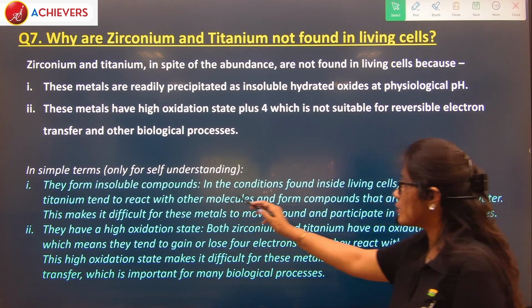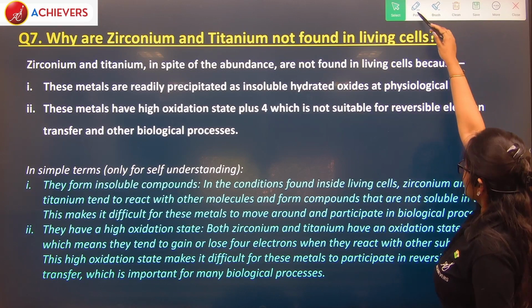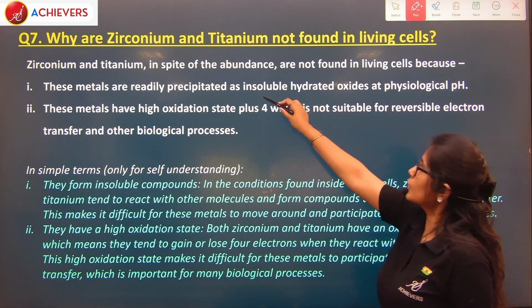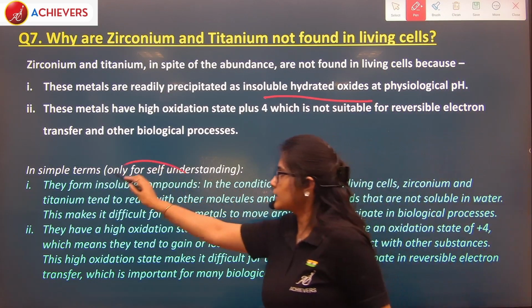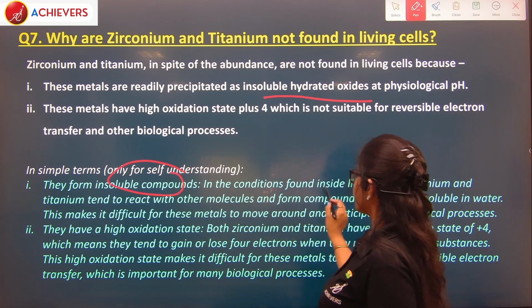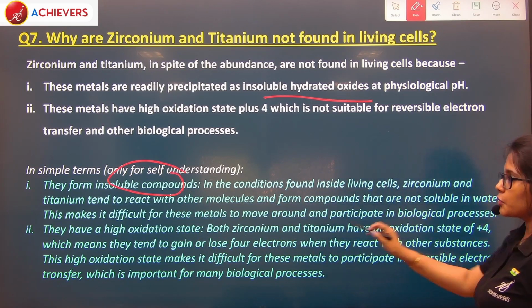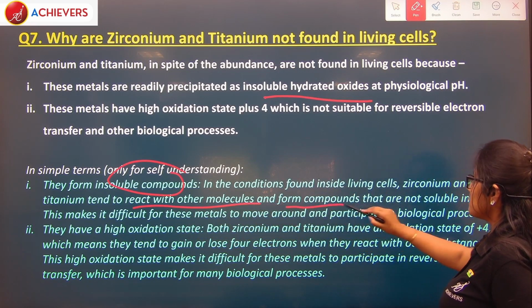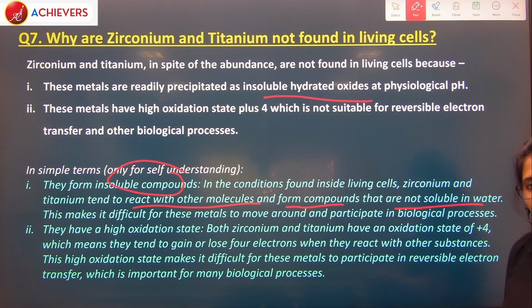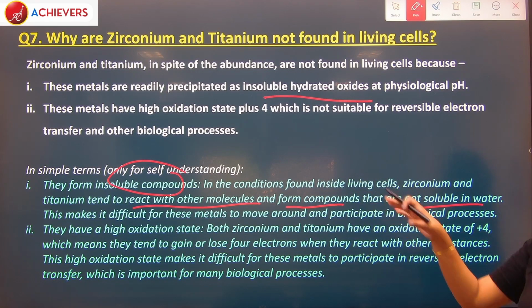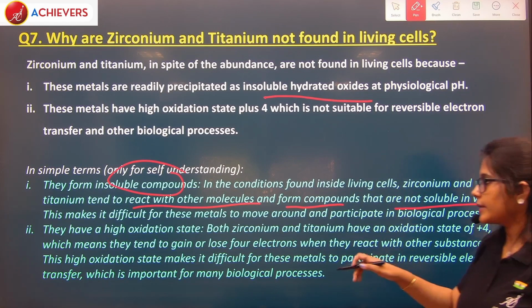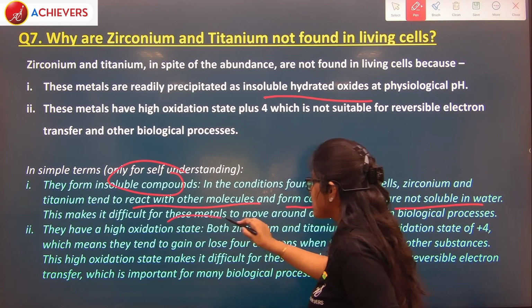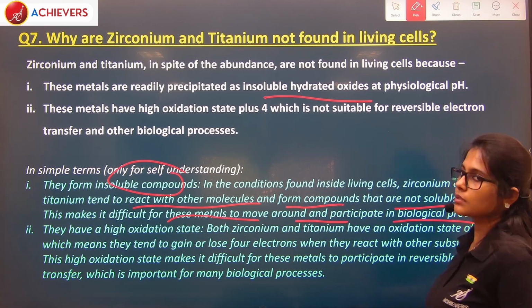They form insoluble compounds. पहली पॉइंट तो जो हमारी थी insoluble hydrated oxide, तो उसका मतलब क्या है? In the conditions found inside living cells, zirconium and titanium tend to react with other molecules and form compounds that are not soluble in water. पानी के साथ soluble नहीं होता है, जो structures ही बनाते हैं with the other molecules in our body. इससे क्या होता है? This makes it difficult for these metals to move around and participate in biological processes.